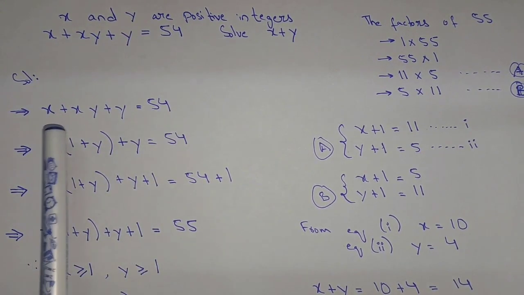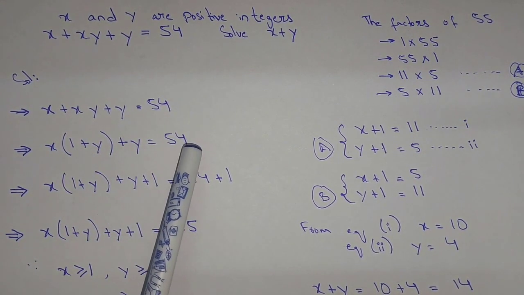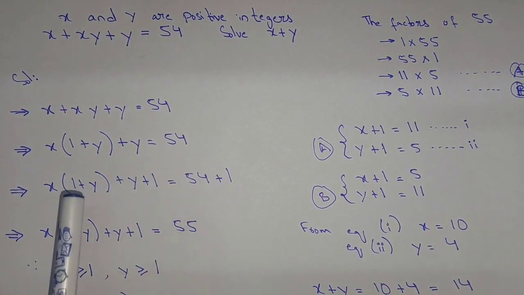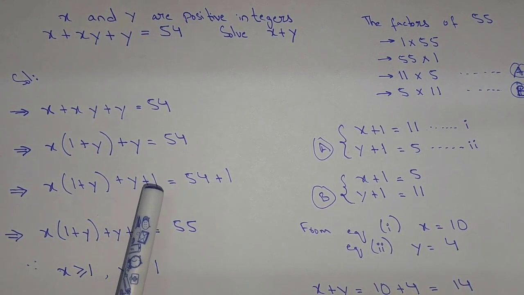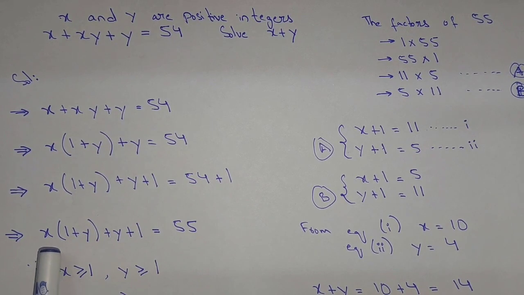So taking x common from these, x into (1 plus y) is equal to 54, and now adding 1 on both sides. So here we have x into (1 plus y) plus 1 equal to 54 plus 1. So now we have x into (1 plus y) plus 1 equal to 55.